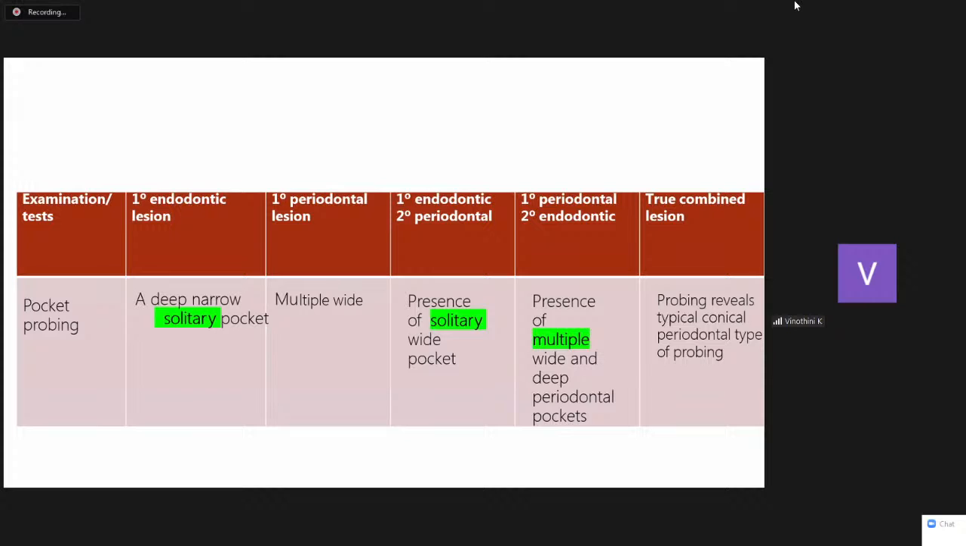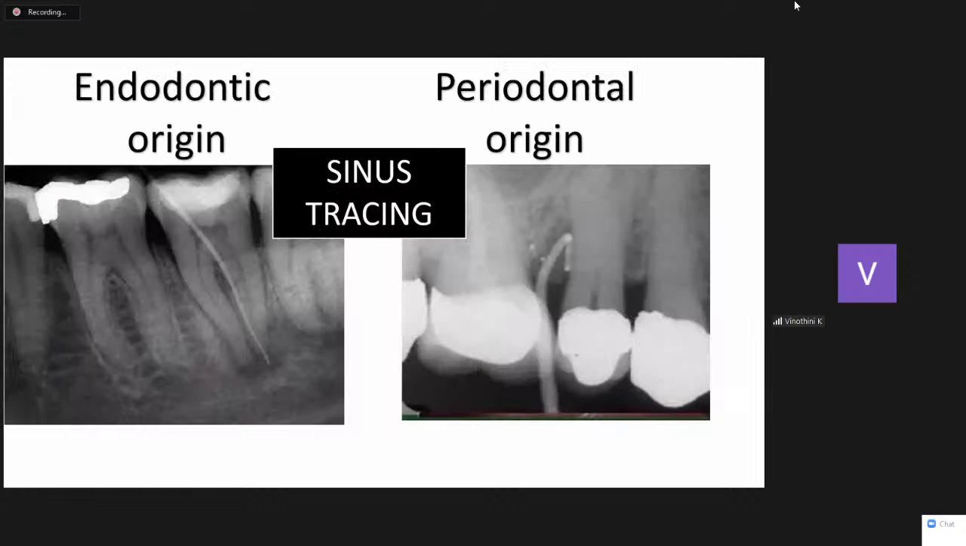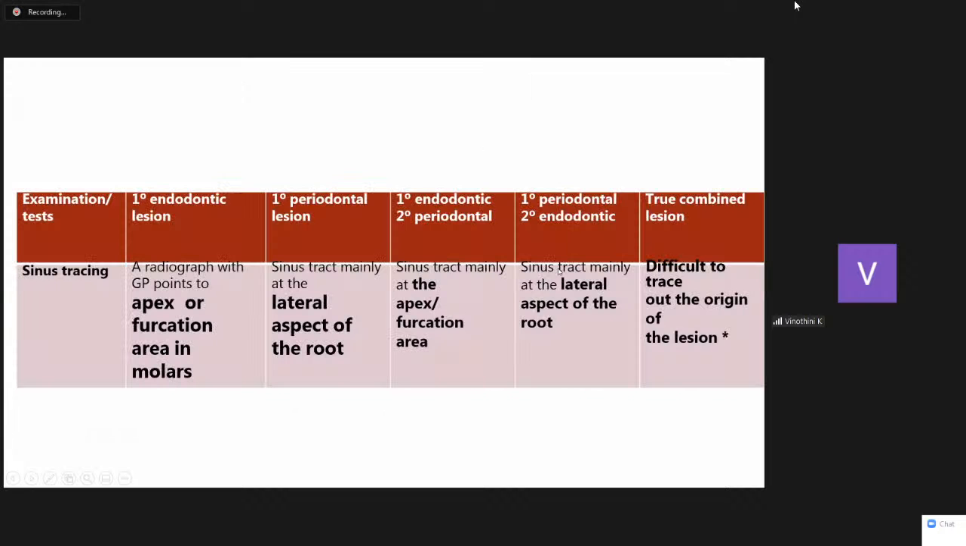Primary endo is going to have a narrow solitary pocket, that is only 1 or 2 pockets, whereas primary perio is going to have multiple wide and shallow pockets. Sinus tracing, when you use gutta-percha to trace the sinus, the tracing will end in the apical foramen or the lateral canals in the case of endodontic origin, whereas in the case of periodontal origin, it is going to end in the lateral aspect of the tooth. So the apex or furcation areas in case of endo, or the lateral aspect of the tooth in case of perio.